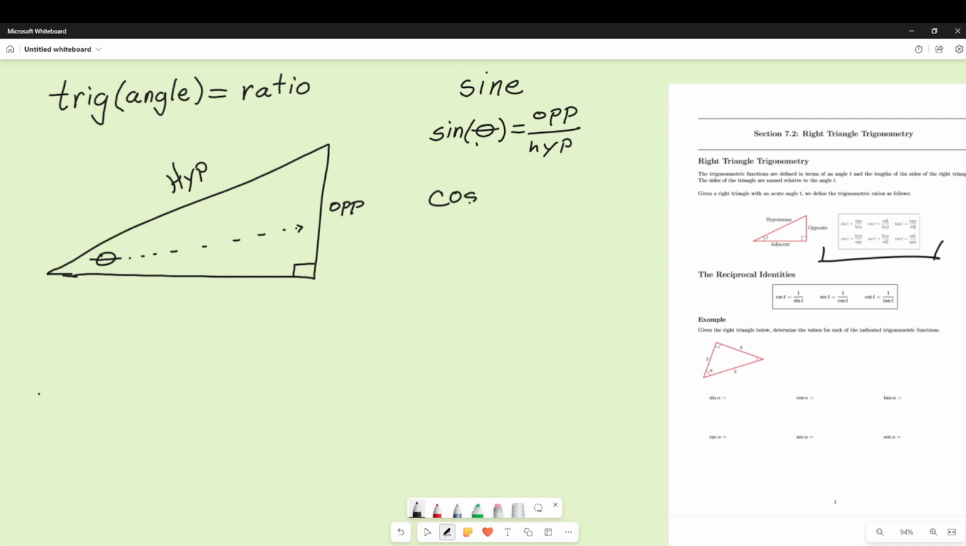Similarly, the cosine function, which we abbreviate COS, but please don't say cos, cosine of an angle, gives us the ratio between the side adjacent the angle and the hypotenuse. So that's the opposite and the hypotenuse for sine, the adjacent and the hypotenuse for cosine.